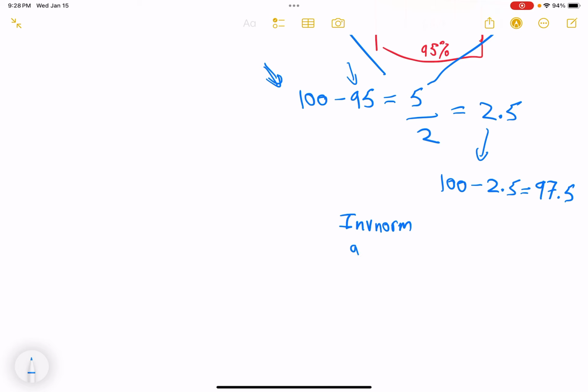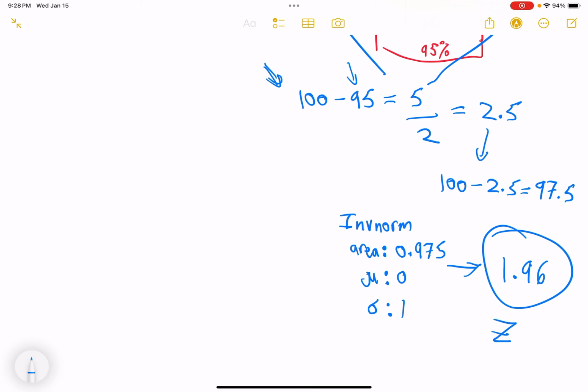So inv norm, the area under the curve, is the decimal version of 97.5%, which is 0.975. Your mean, because we want a z-score, is 0, and our standard deviation is 1. You can throw this in your calculator, and lo and behold, you should yield an answer of about 1.96. And that will be your critical value for a 95% confidence interval, okay?